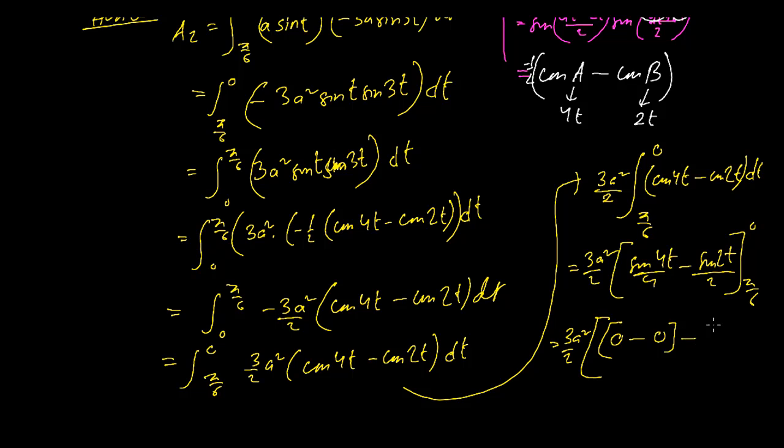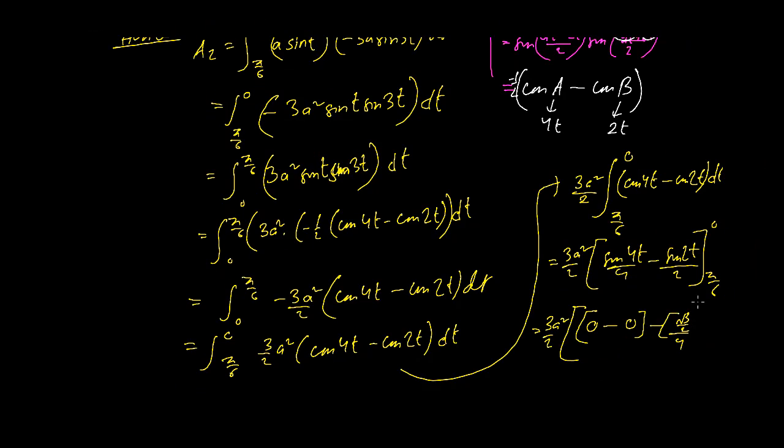Remember, this 3a square by 2 is multiplied by the whole thing. So minus, now if I put pi by 6, sin 4 into pi by 6 minus sin 2t means sin 60 degrees, since pi by 6 is 30 degrees, so 2 into 30 degrees is 60 degrees. Sin 60 degrees is also root 3 by 2, and we have divided by 2. So that means 3a square, now we can write minus root 3 by 8 minus root 3 by 2 divided by 2 is 4.